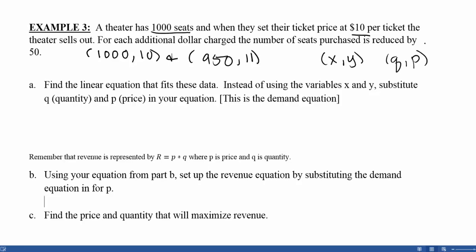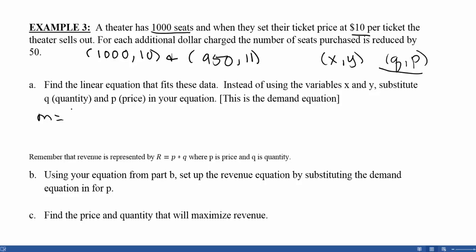So what I'm going to do is come up with a linear equation that fits this data using y equals mx plus b. Once I have the equation of that line, I'm going to change my x and my y into q and p so that I have a demand equation. So let's find the slope that's going to fit between these lines. Remember, slope is change in y over change in x.